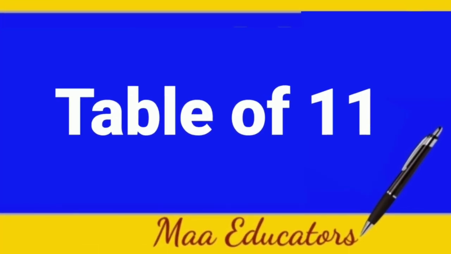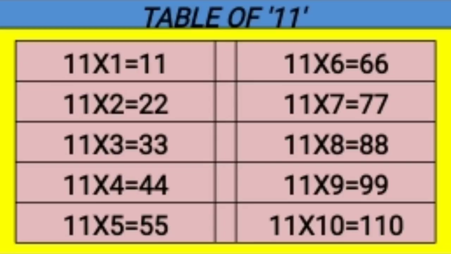Let's start. Table of 11. 11 ones are 11. 11 twos are 22. 11 threes are 33. 11 fours are 44. 11 fives are 55.